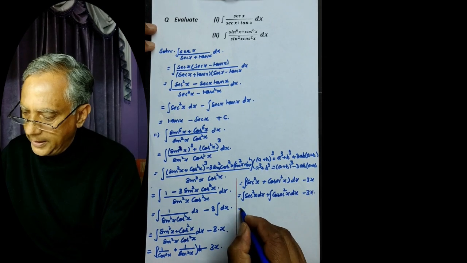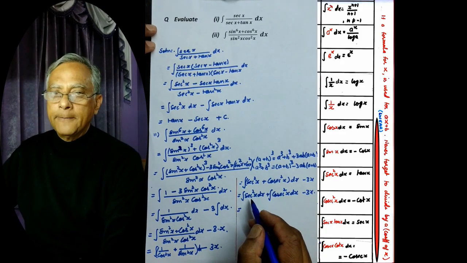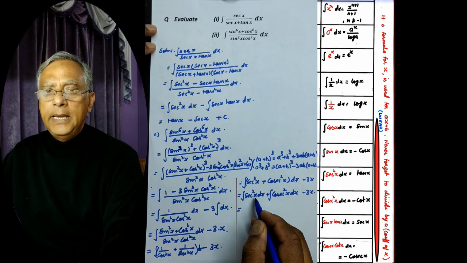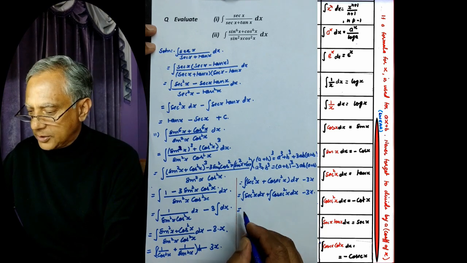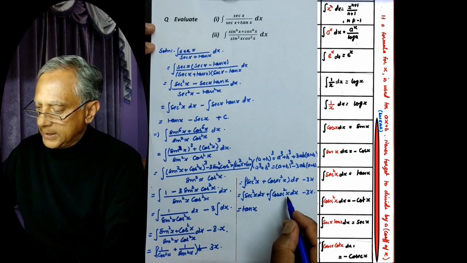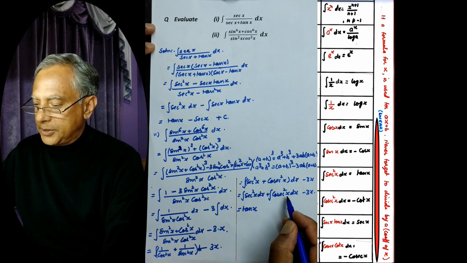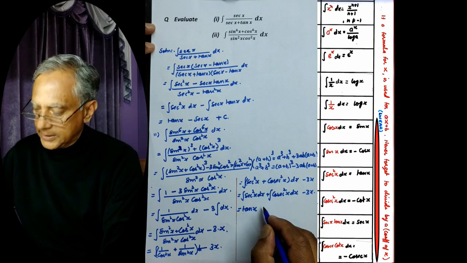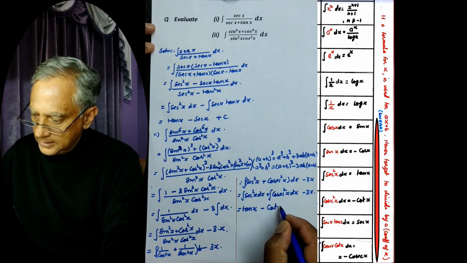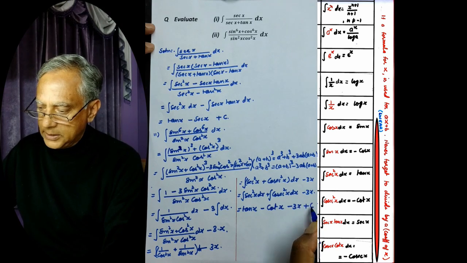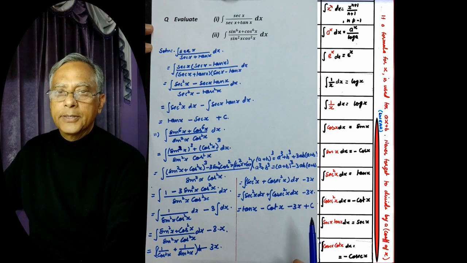Now integration of secant square x. Now what is that function whose differentiation is secant square x? d by dx of tangent x is secant square x. Therefore integration of secant square x will be tangent x. And what is that function whose differentiation is cosecant square x? d by dx of cotangent x is minus cosecant square x. So this will be minus cotangent x minus 3x plus constant of integration.